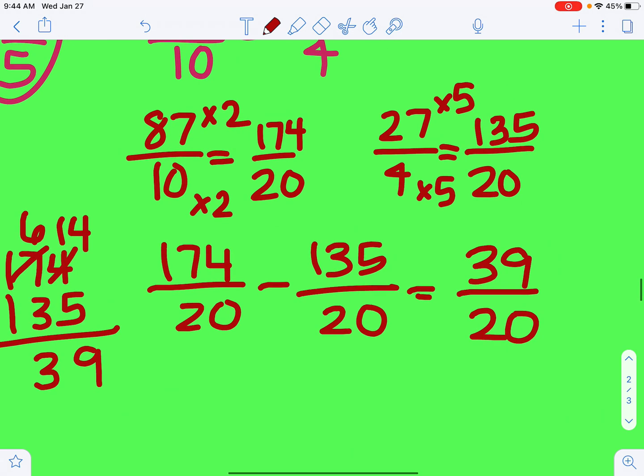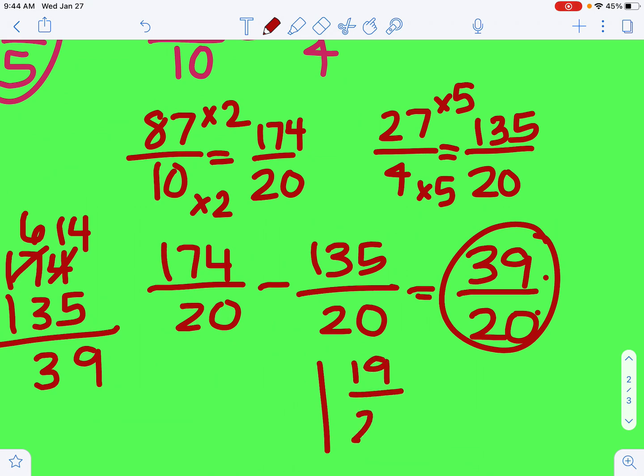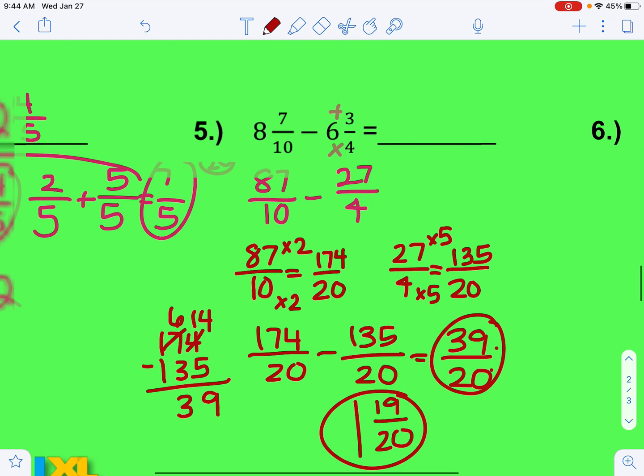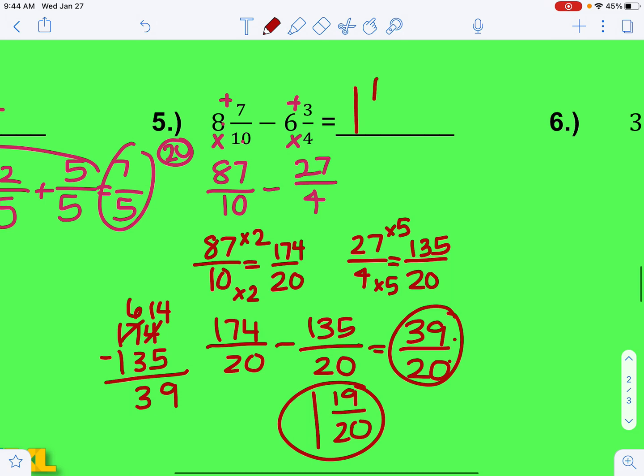Alright, so we are all done subtracting. Now we just need to convert this back to a mixed number. Okay, so how many 20s fit inside 39? Right, if you count 20, 40, oh, that's too big, so only one. Okay, and then subtract 39 minus 20, which gives us 19 over 20, and that is our answer.